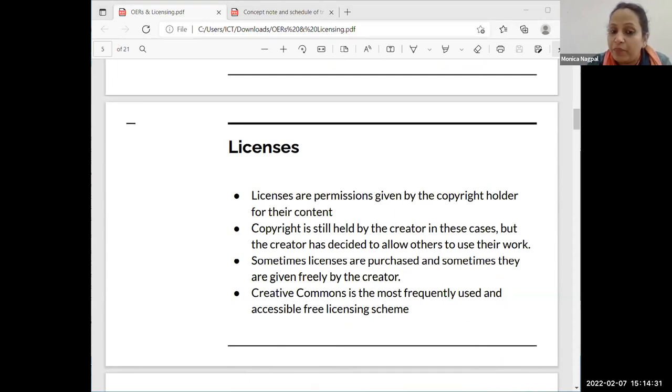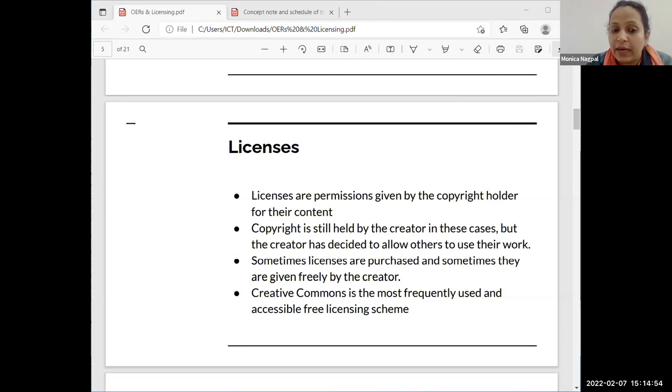Licenses basically are the permissions which are given by the copyright holder for their content. Now, what is this permission? So basically, when we have a copyright over any content, we are giving certain permissions that you can use that content so that if it has been created, it can reach maximum people.